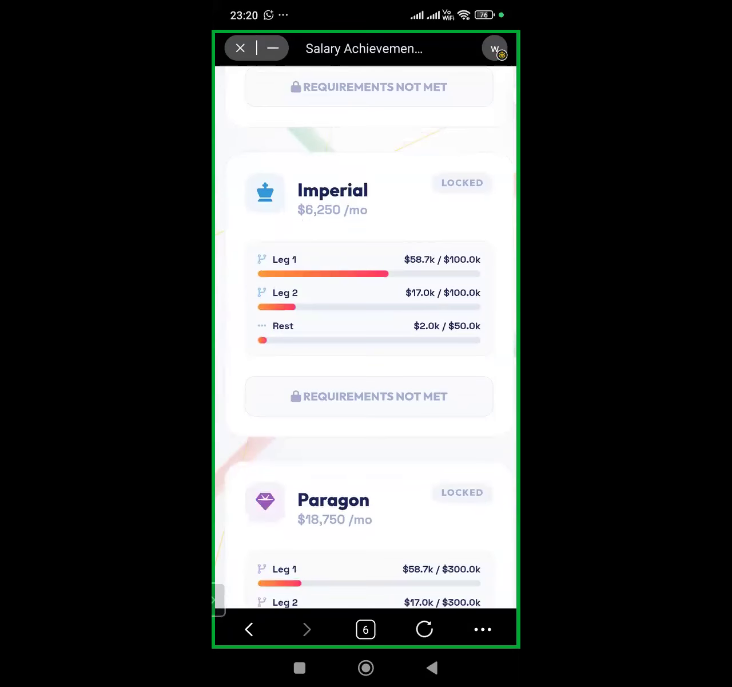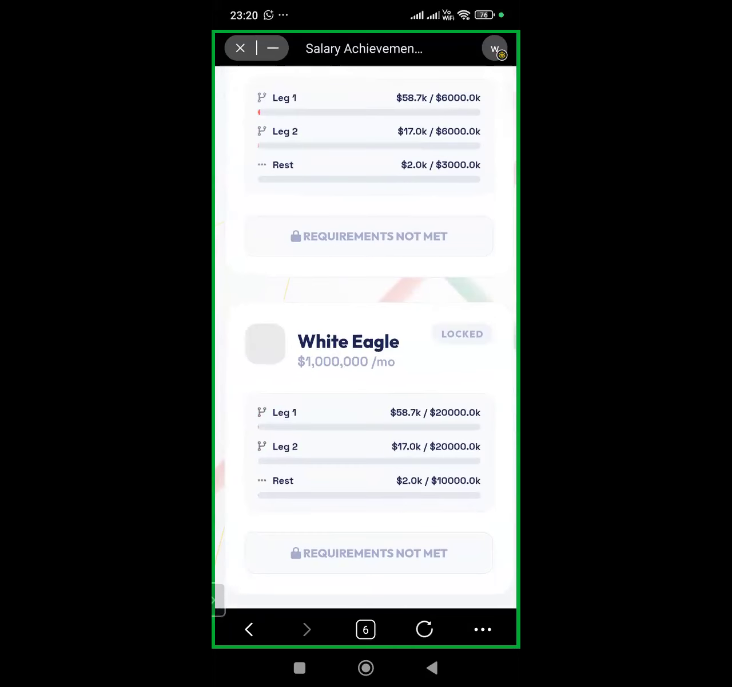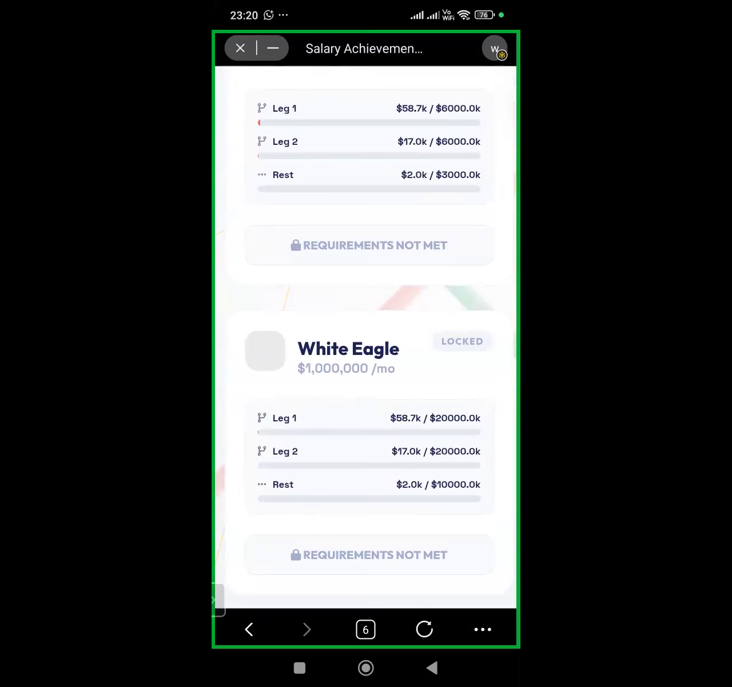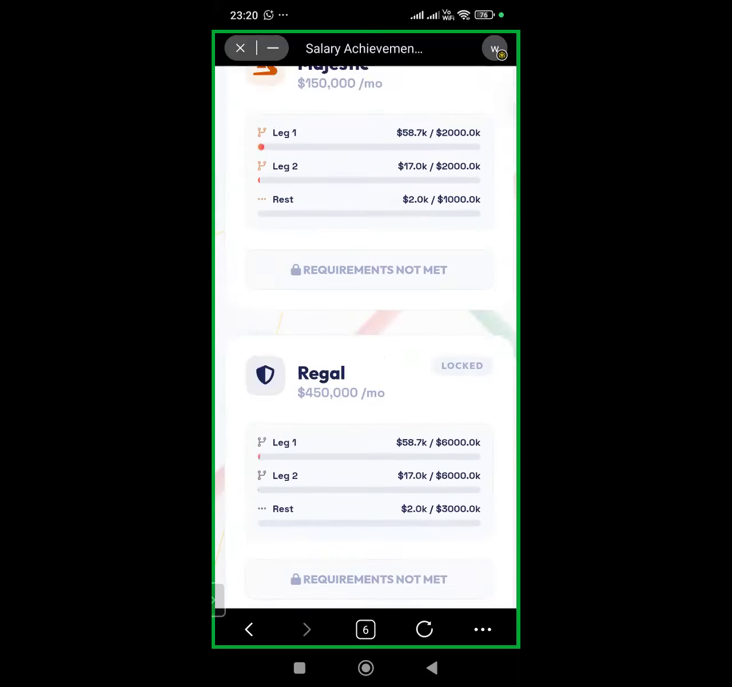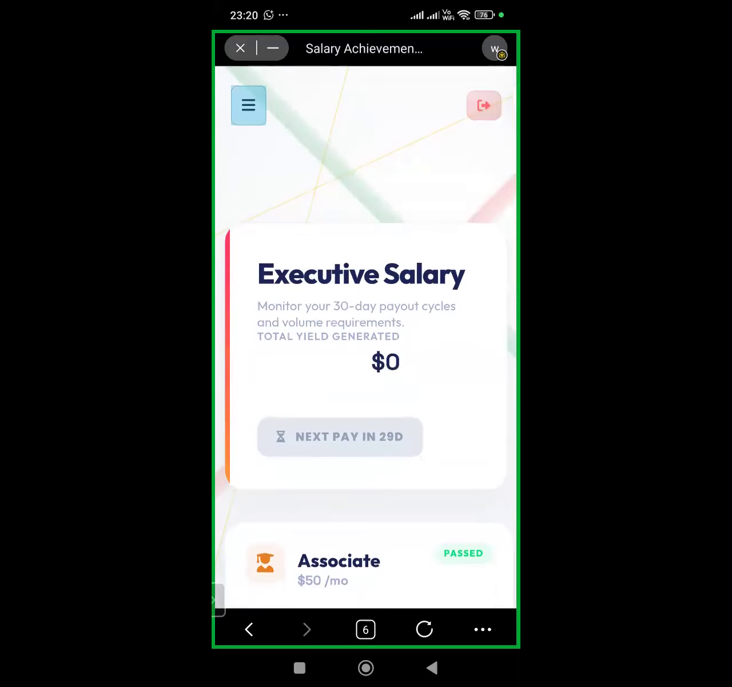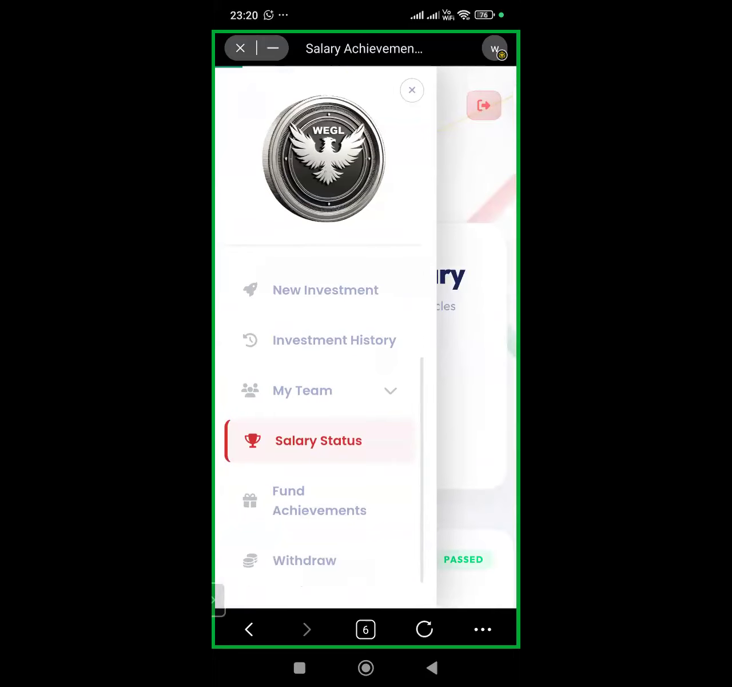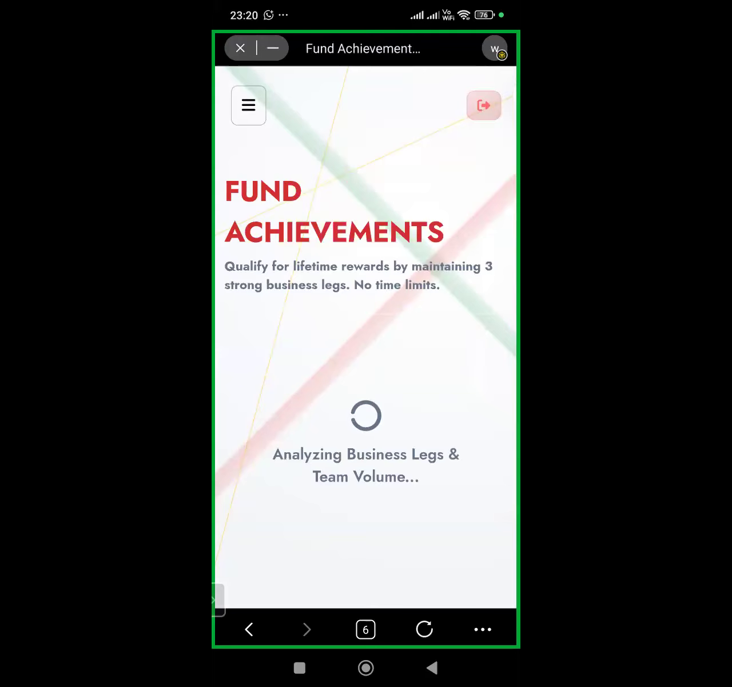$2,500, $6,250. You can see up to $1 million, up to a $1 million salary you can achieve from this system. So this is the craziest salary that you can make every month, a big income. Just one time you achieve it and every month you make this income.